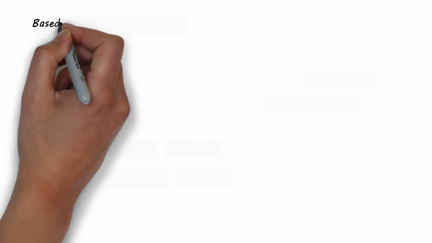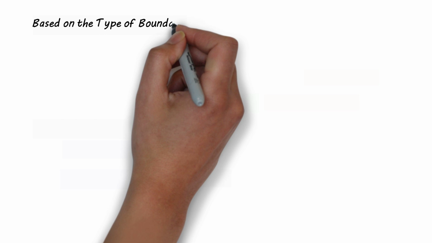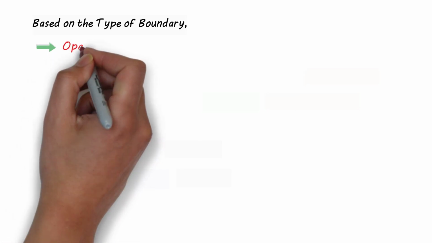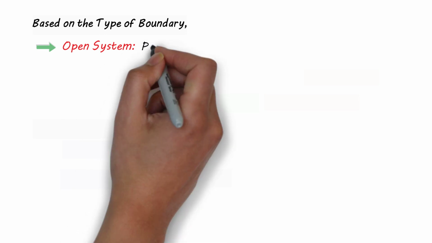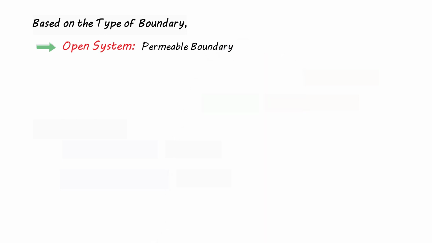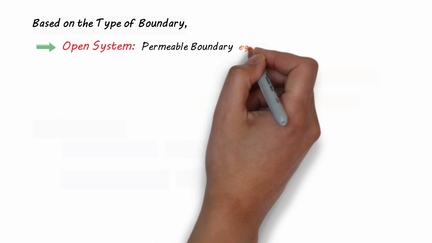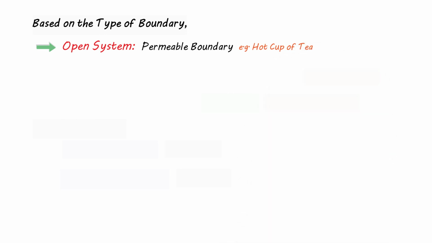Now, based on the type of boundary or wall, we have classified systems into three categories. Number one is open system. In an open system, the boundary is permeable, which allows both matter as well as energy to get transferred to the surroundings. The example is the hot cup of tea, as talked about earlier.